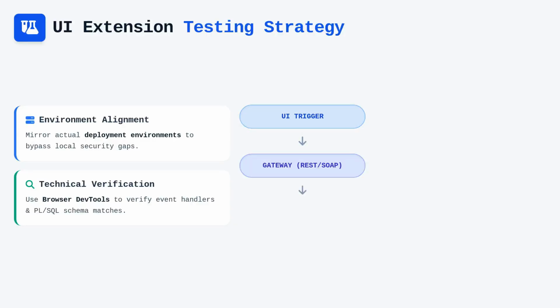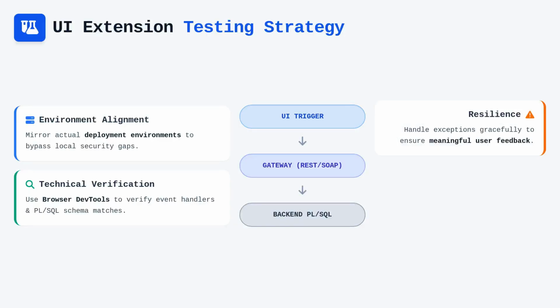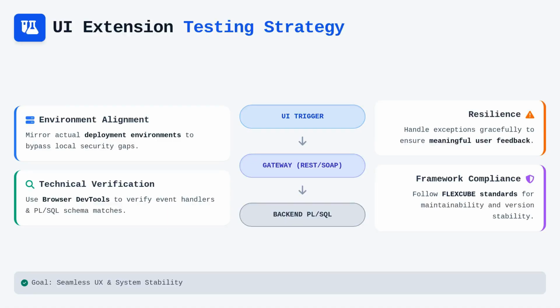If an advanced script interacts with a REST or SOAP gateway through the UI, you must be prepared to handle exceptions gracefully, providing meaningful feedback to the user when the backend service is unreachable. The objective here is to maintain a seamless user experience while ensuring that the custom scripting does not compromise the security or the stability of the universal banking application. By adhering to the architectural standards provided within the FLEXCUBE framework, you ensure that your work remains maintainable and compatible across subsequent version upgrades.